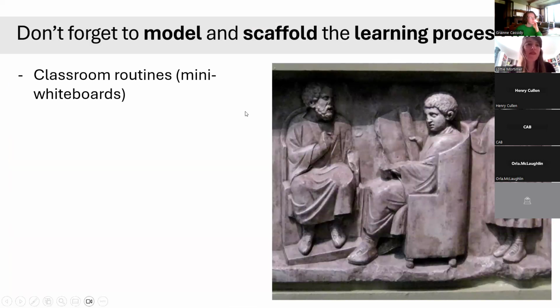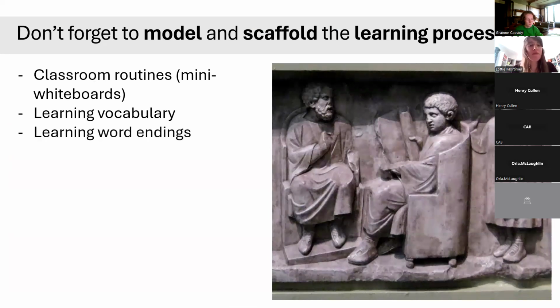If we don't model and scaffold what we're doing, then we're going to get chaos rather than slick routines. We've already had this with vocabulary. We need to scaffold and model learning vocabulary. You can't just have kids rock up in year 7 and be like, go away, learn these words. We'll show them how, teach them how to learn the vocab in the ways you want them to do it. And this might change. The way you want a year 7 to learn vocabulary will be different to how you want your year 13 to learn their vocabulary.